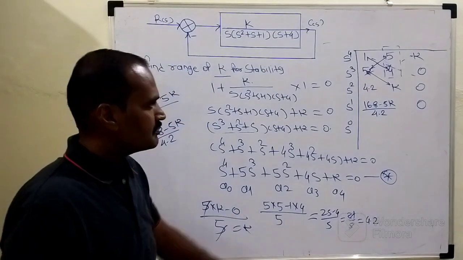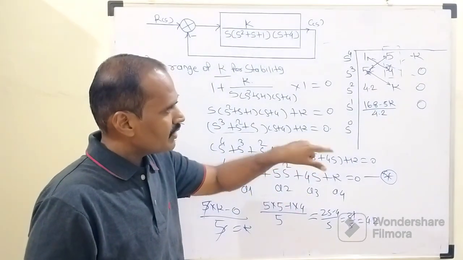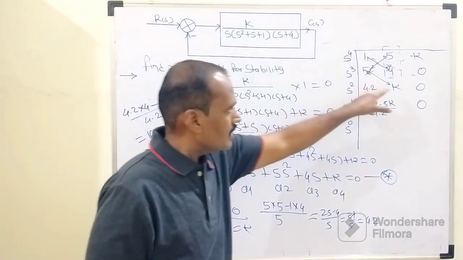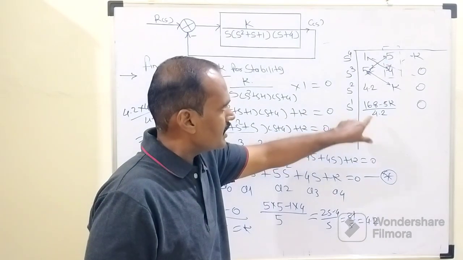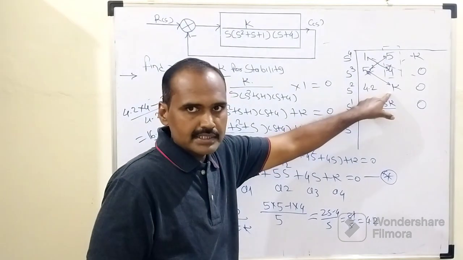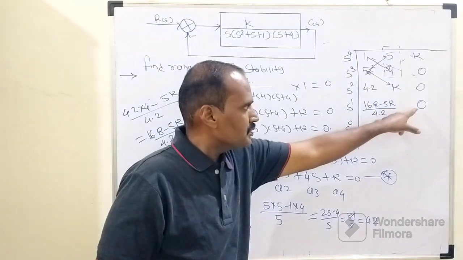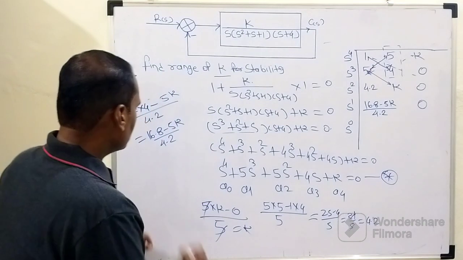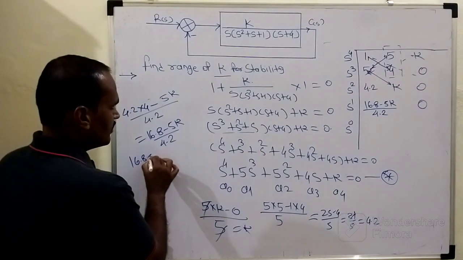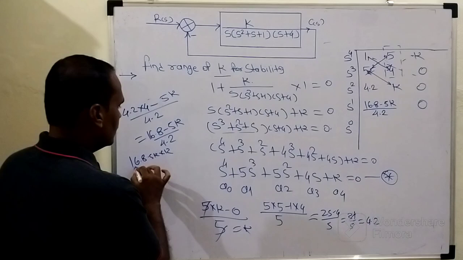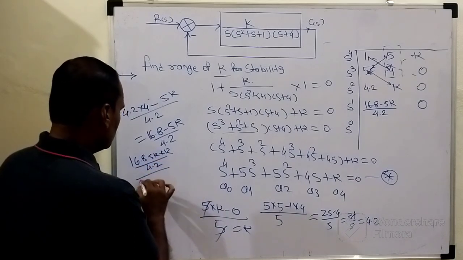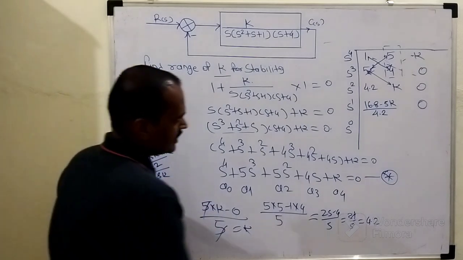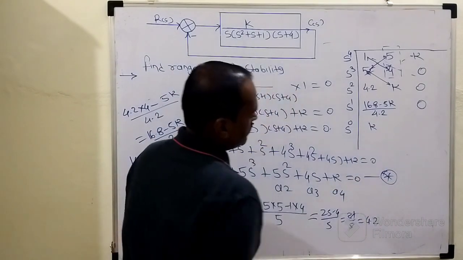Now finally the elements belonging to this s raised to 0 row. For that purpose, similarly, we are in need of the previous two rows, meaning these four elements. So obviously this whole term will get multiplied with this k, right? Minus 4.2 into 0 means obviously it will become 0, divided by again this whole term. So how will it look? This 16.8 minus 5k into k divided by 4.2, this whole term again 16.8 minus 5k divided by 4.2. So these two terms will get cancelled. The remaining term is nothing but only k.